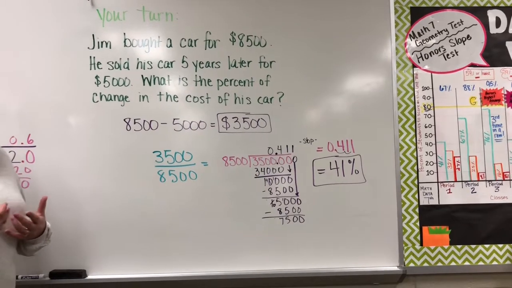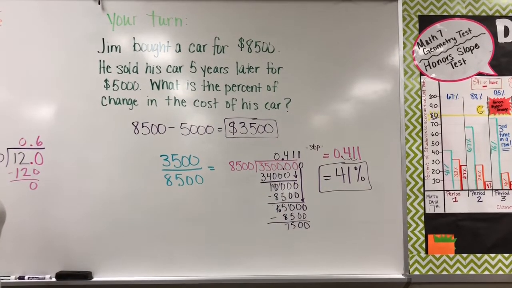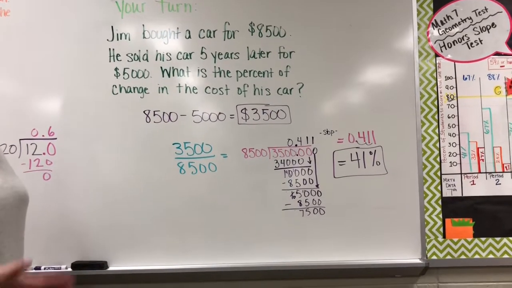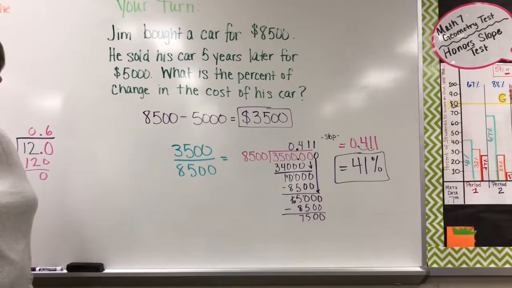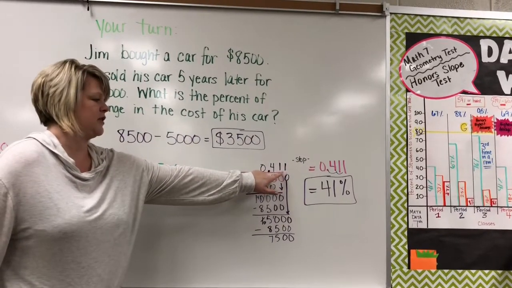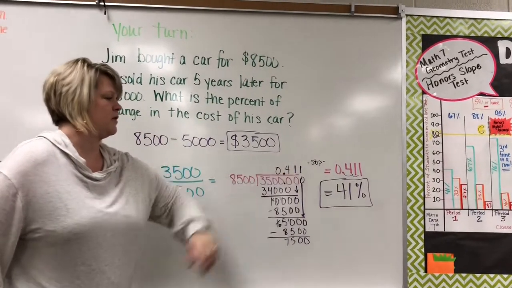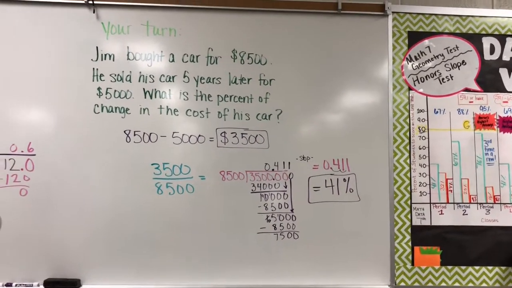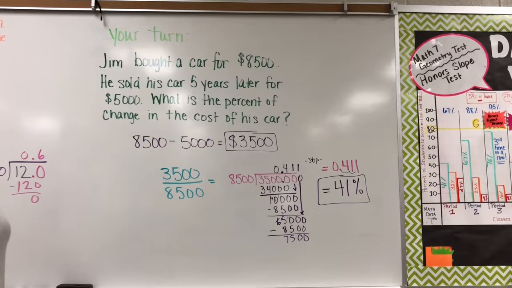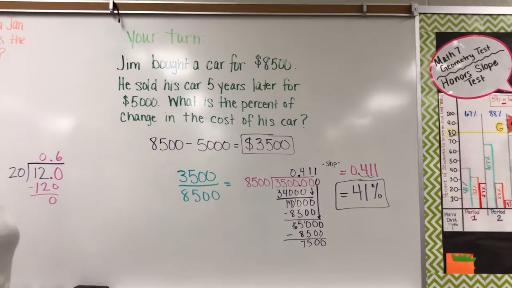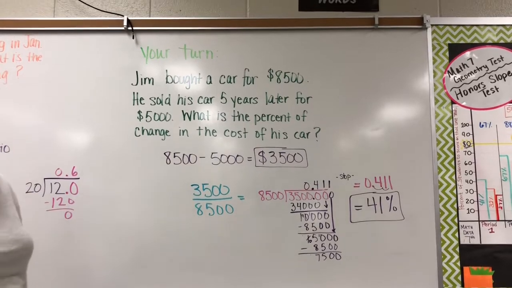So the actual decimal was 0.41176 and some other numbers. I went ahead and stopped at 0.411 because I can see that this 1 isn't going to change this 1. So I've got 0.411, move my decimal 2 places to the right, it gives me 41%. The question is, is it an increase or decrease? It would be a decrease.